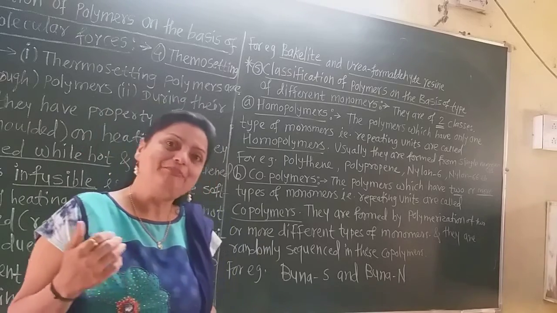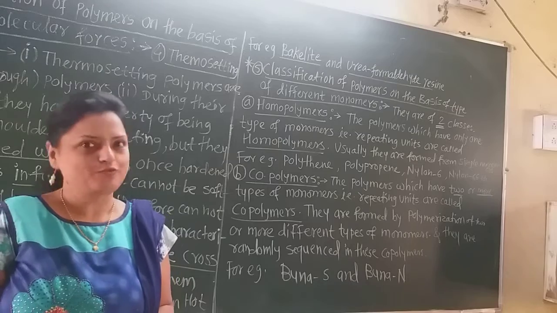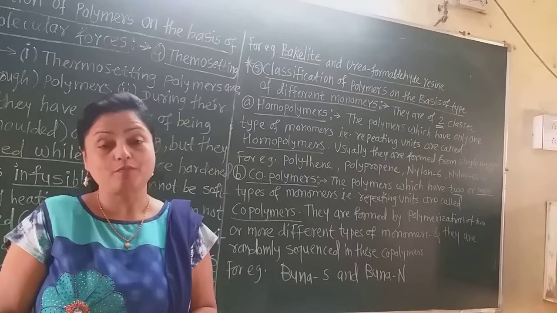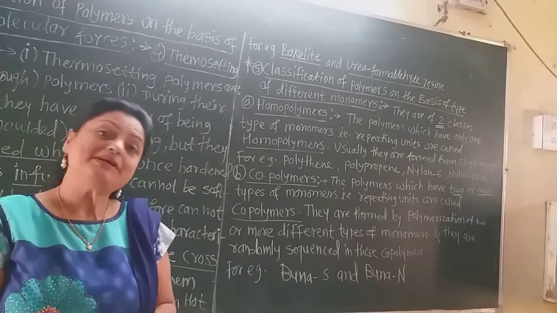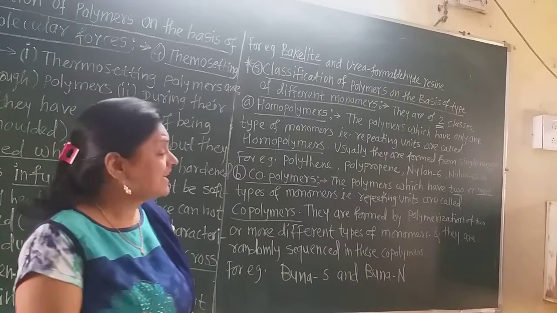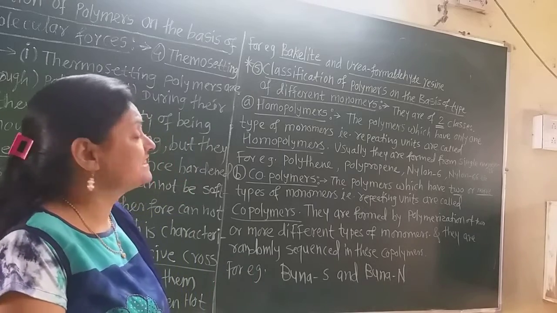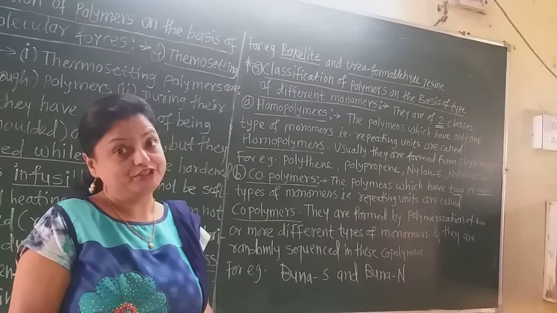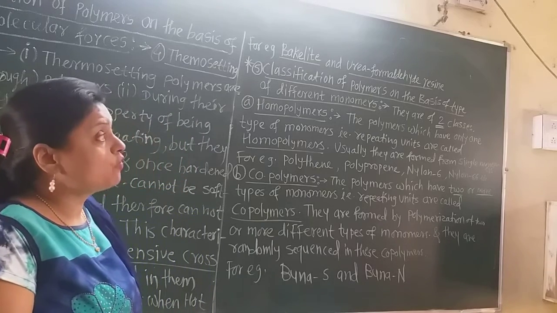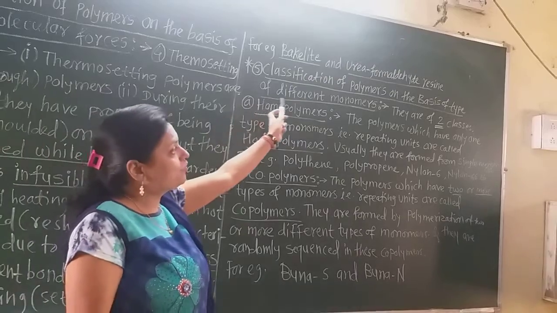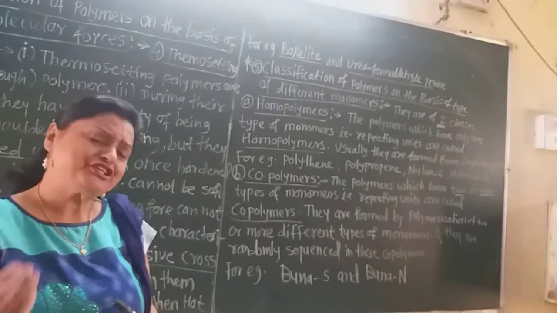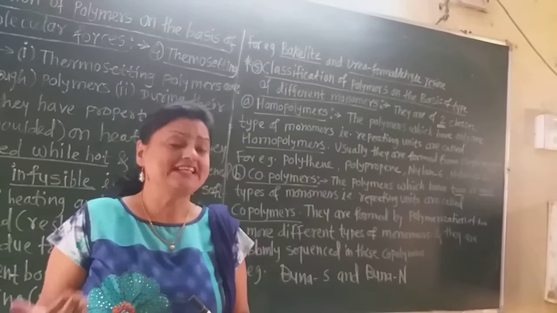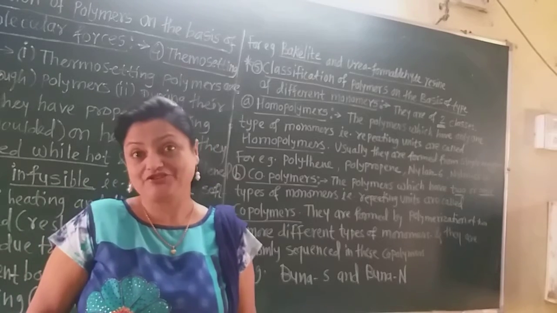Now again there is the fifth type of classification of polymers. We already completed the four different types of classification of polymers, and this is now the fifth type, which is based on the different types of monomers used during the preparation of these polymers. Classification of polymers on the basis of type of monomers: which type of monomers are used during the preparation of these polymers? That is the basis of this classification.